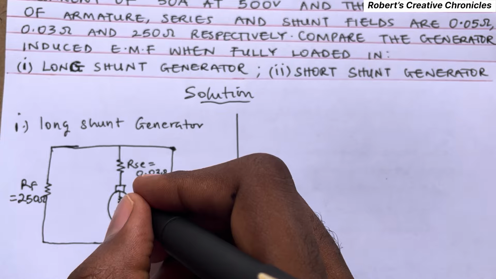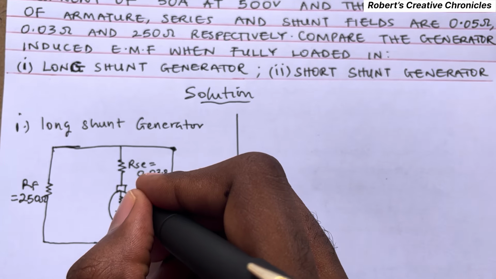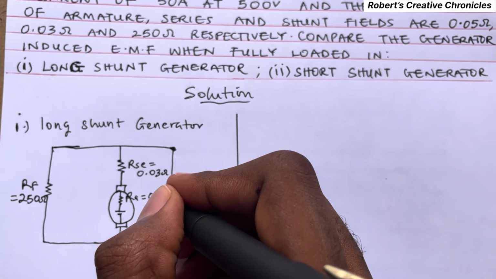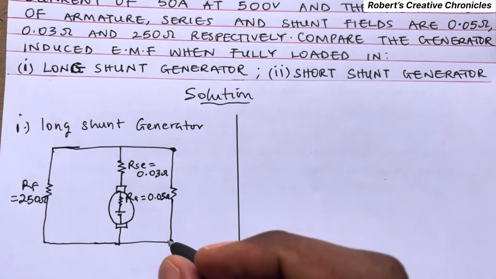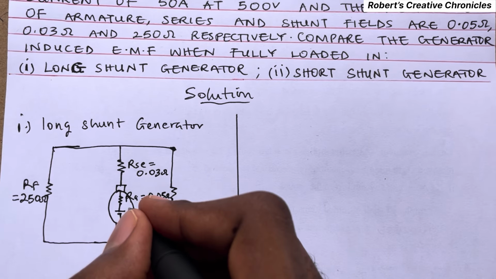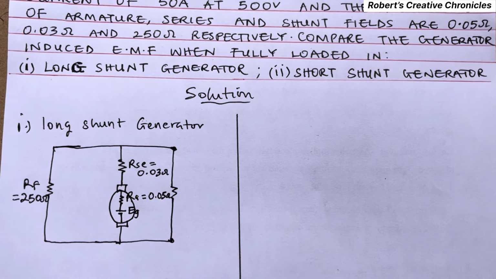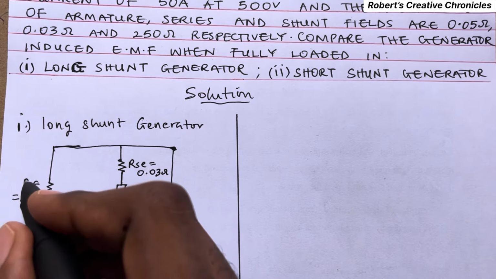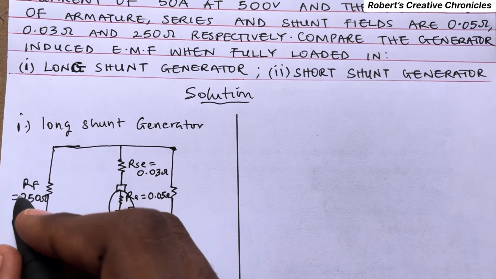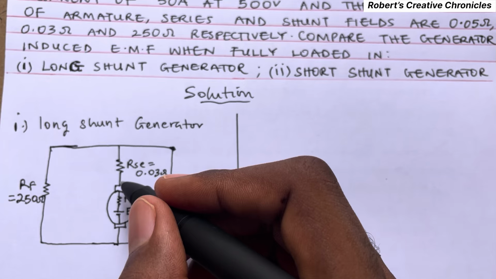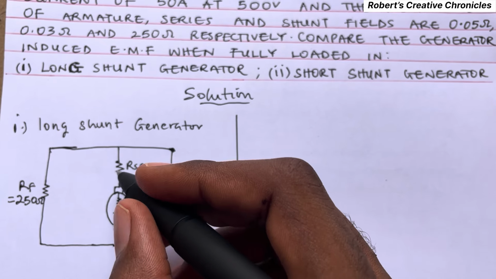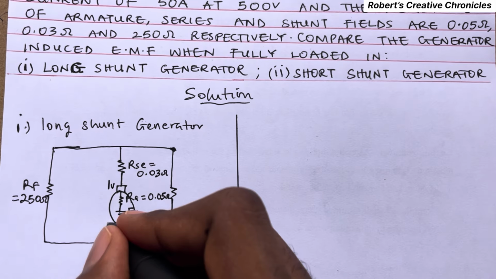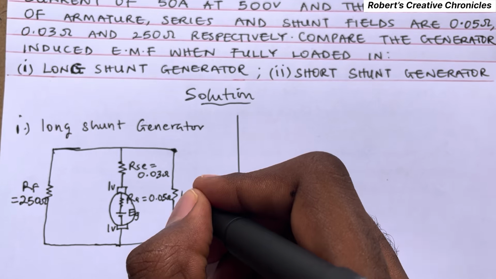Here's the armature resistance RA. RA is 0.05 ohms. Here is the induced EMF EG, or the generated EMF. Here is the shunt field. It can also be named RS or RF. So here are the brushes. Usually the brushes are assigned 1 volt each. Finally, here is RL.